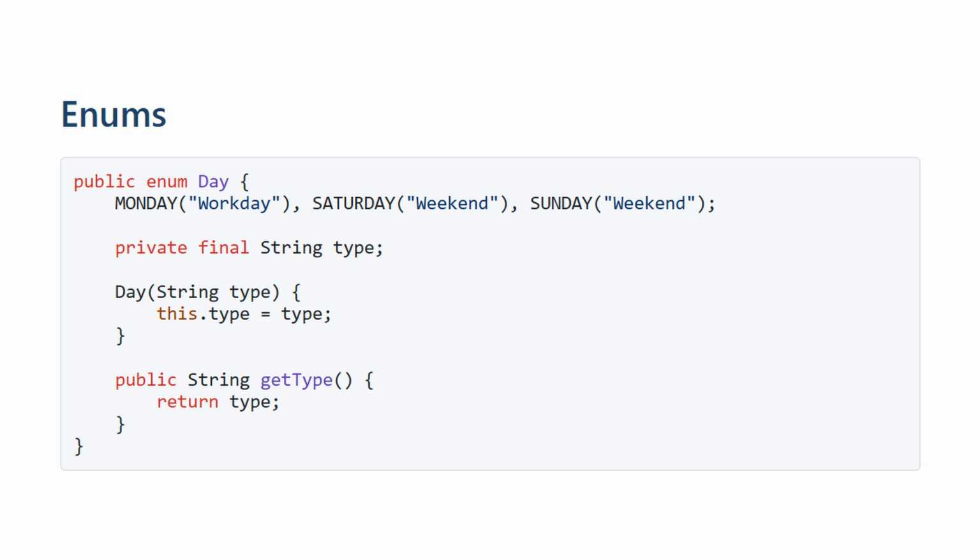In the example, we define an enum called Day with 7 constants, Monday through Sunday. Each constant represents a day of the week. This is much safer than using raw strings because the compiler enforces valid values.